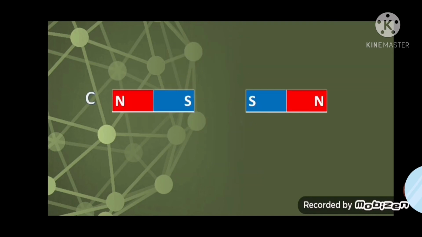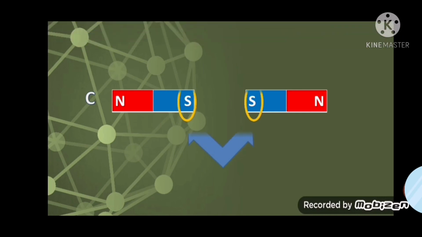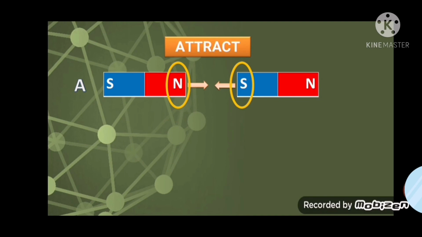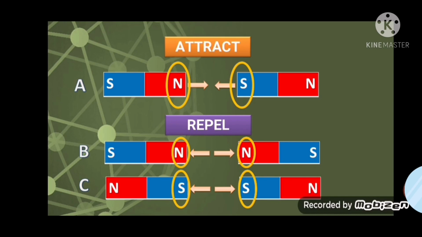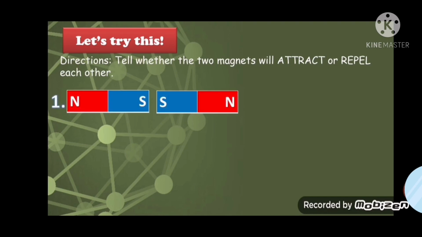For the last example, the pole of each magnet is south. So it means they have the same or like poles. Eventually, when we put them together, they will repel each other. Let's try this. Tell whether the two magnets will attract or repel each other.